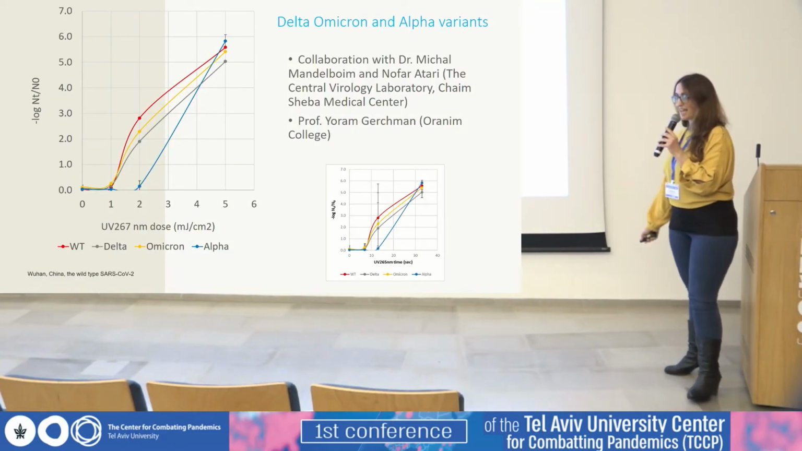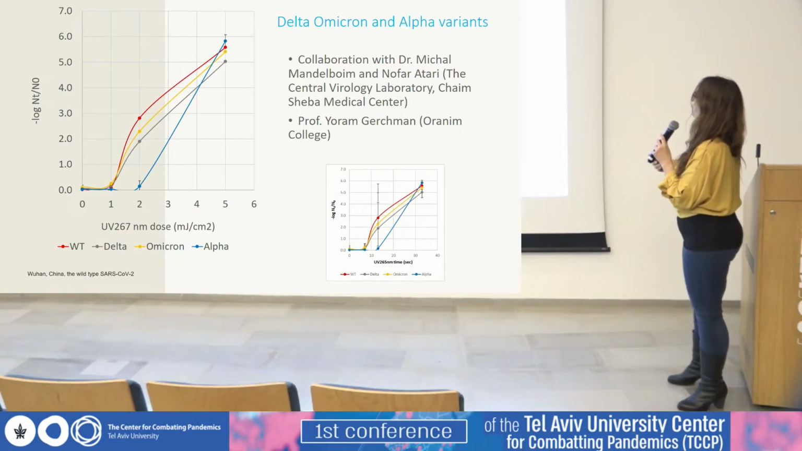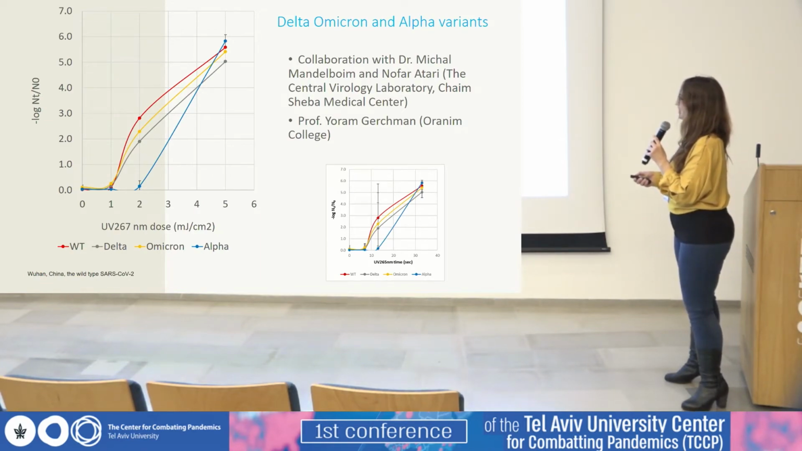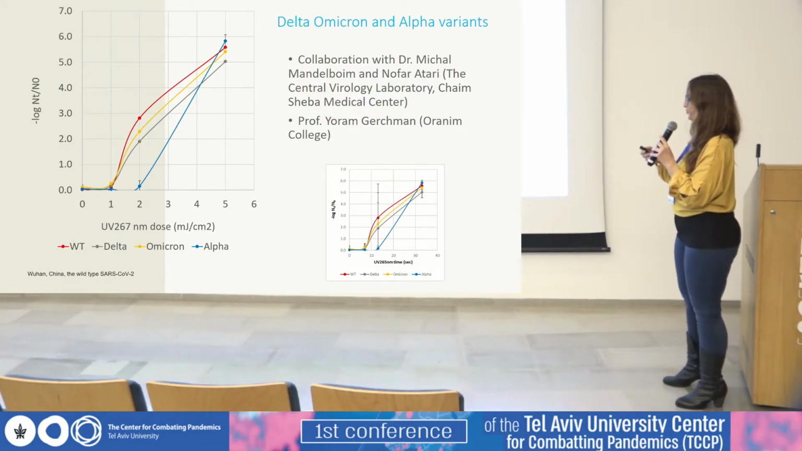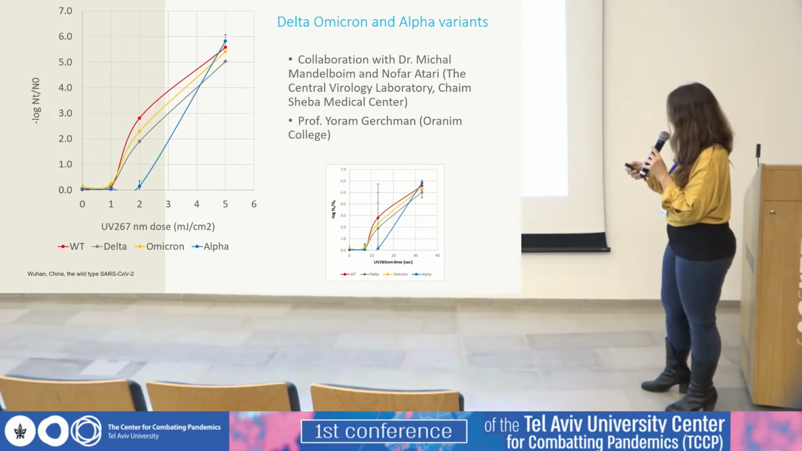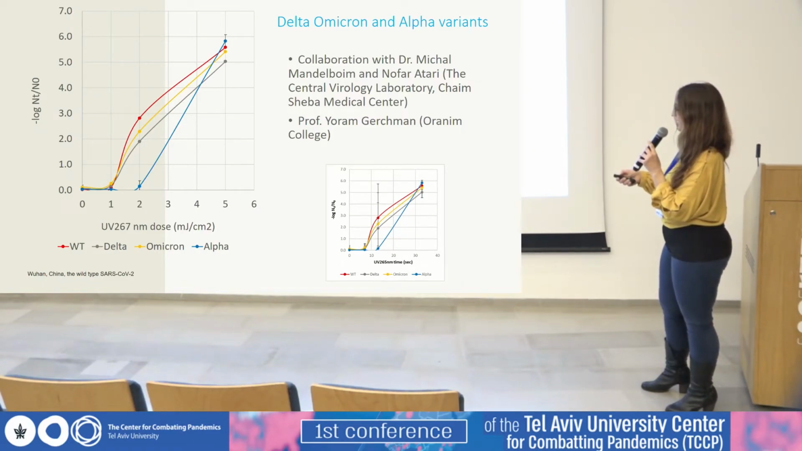The next study, for which the results were summarized only yesterday, was to test the different variants. In this study, we tested wild type, the Delta, the Omicron, and the Alpha. And here we tested only one wavelength, the 265 nanometer. We're still working on the data and the results. It seems first that the wild type is actually more resistant to UV compared to the Omicron, the Delta, and the Alpha.